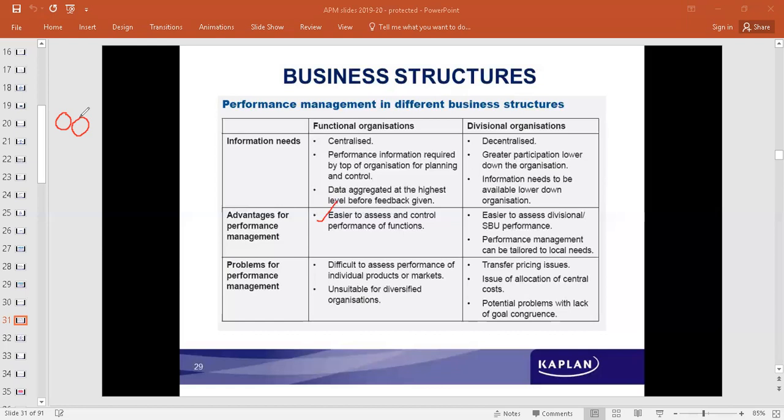So the first one is transfer pricing issues. Transfer pricing you have learned in PM, where the output produced by one department is required by another department as input. In such a situation, at what price would this output be transferred to the other department? The department which produces and sells in the outside market is called the selling department.